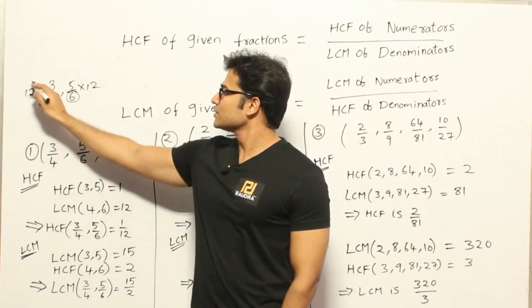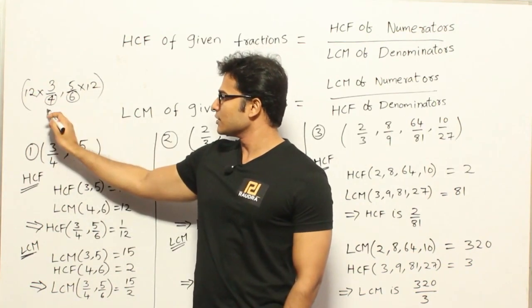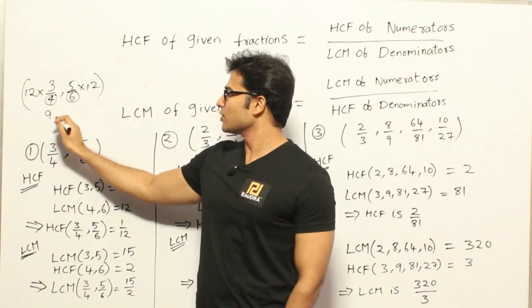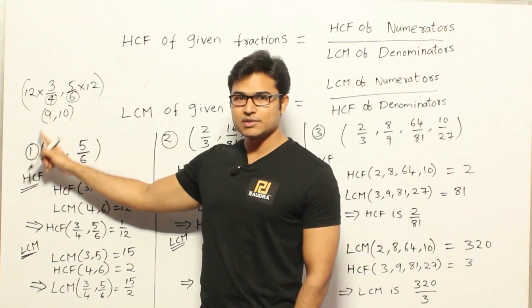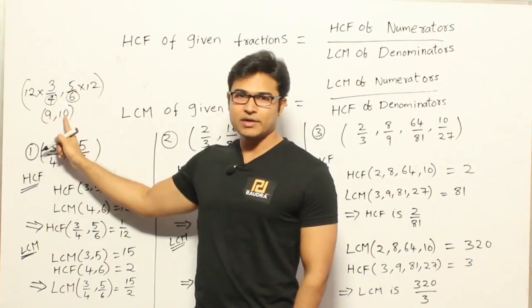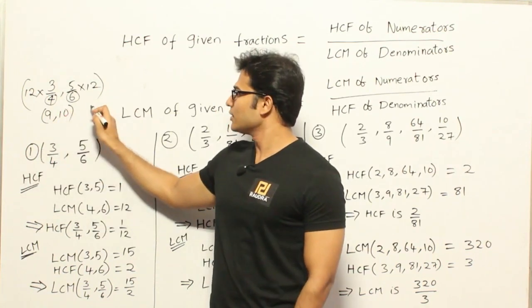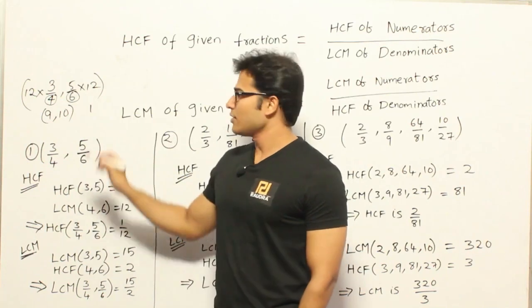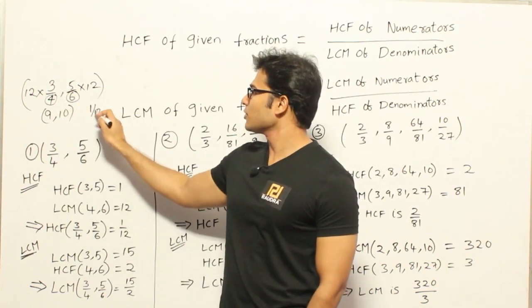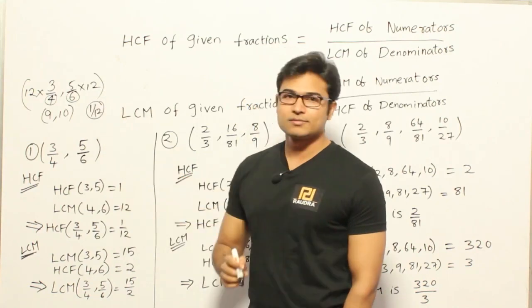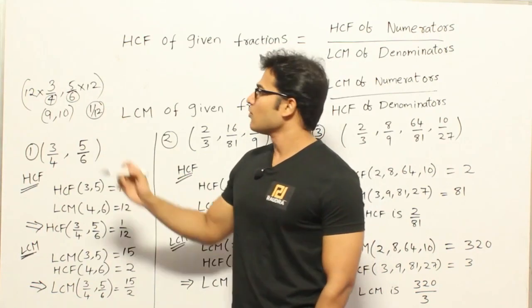Now the other method is, see, what I mean to say in this method is, you are going to get 9 and 10. Now if you want to find out the HCF of these two numbers, find out the HCF of 9 and 10, right? You get that HCF is 1. And now since you have multiplied the original numbers with 12, you divide with 12. Therefore you are going to get the answer as 1 by 12. Got it?